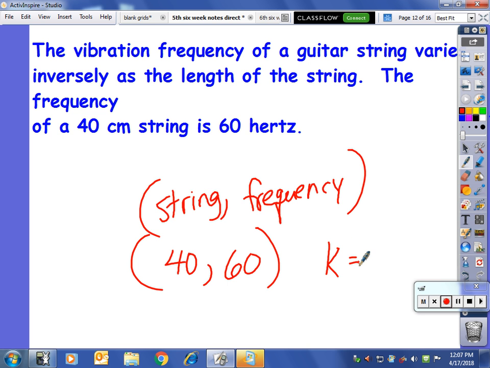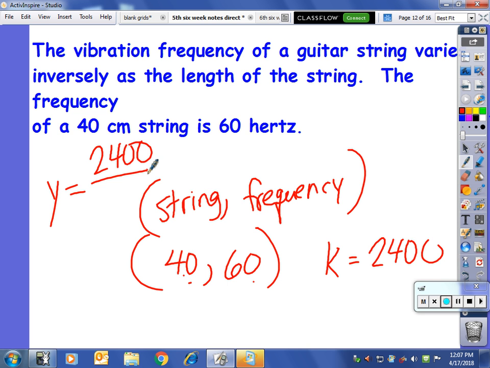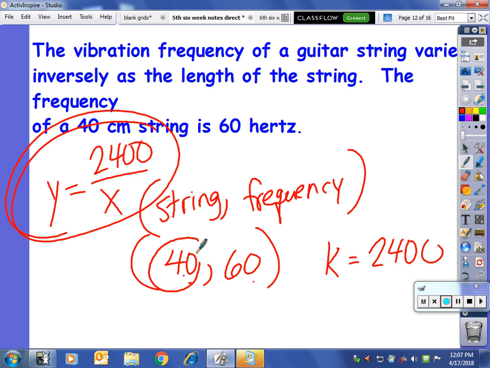What's my K value? 2,400. You just multiply those two. So what's the equation then? Y equals 2,400 over X. That's my equation. If I put in a 40 centimeter string, 2,400 divided by 40 would give me a frequency of 60.